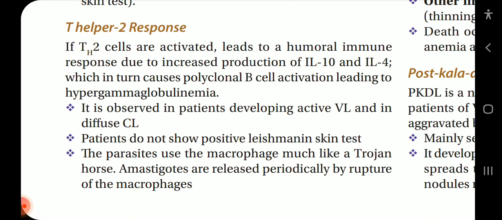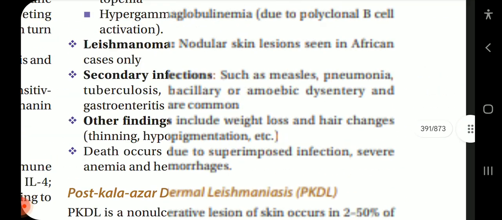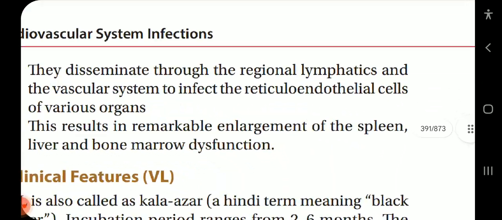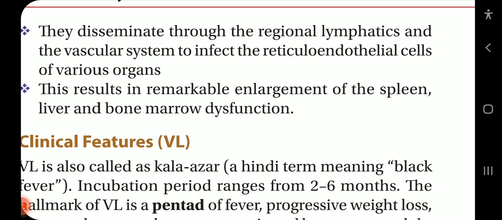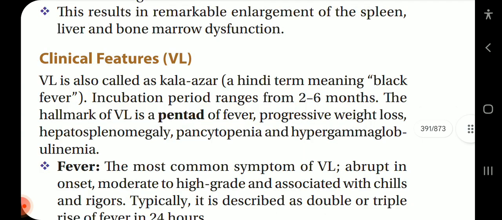The Th2, T helper 2 response: if these cells are activated, it leads to a humoral immune response due to increased production of interleukin 10 and 4, which in turn causes polyclonal B cell activation leading to hypergammaglobulinemia. It is observed in patients developing active VL and in diffuse CL. Patients do not show a positive leishmanin skin test. The parasites hide in the macrophage, much like a Trojan horse. Amastigotes are released periodically by rupture of macrophages. They disseminate through the regional lymphatics and the vascular system to infect the reticuloendothelial cells of various organs. This results in remarkable enlargement of the spleen, liver, and bone marrow dysfunction.